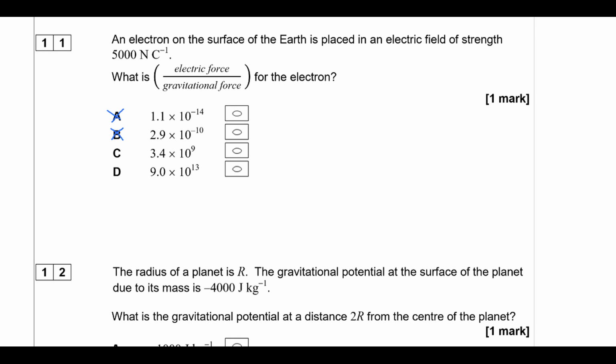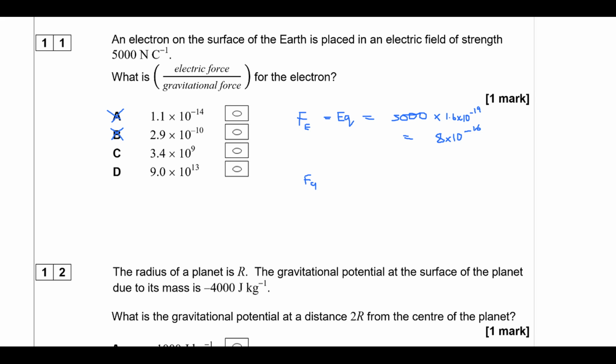So if we can work out the force, the electrical force is going to be the field strength times the charge, and so that's going to be 5,000, and it's an electron, so 1.6 times 10 to the minus 19. So let's do that calculation. 1.6 times 10 to the minus 19 times 5,000 is 8 times 10 to the minus 16.